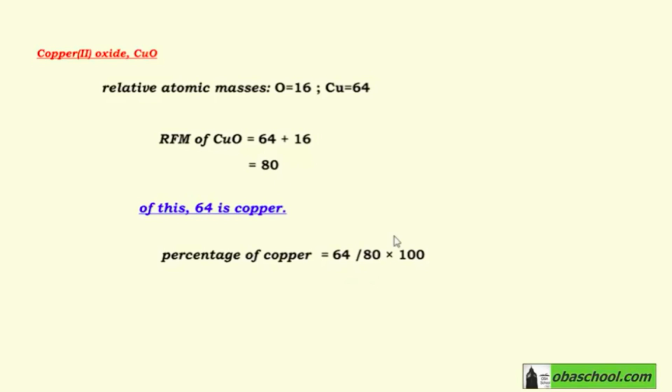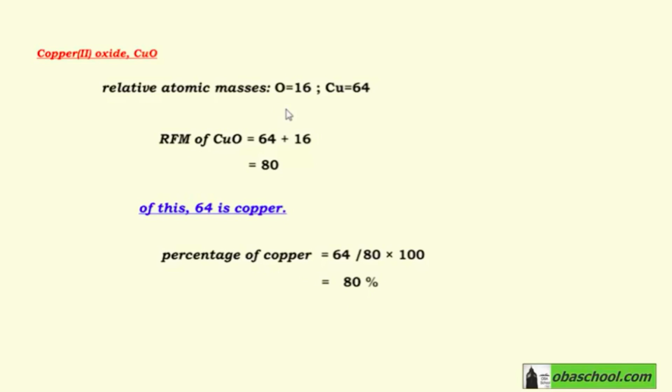So 64 divided by 80 times 100 equals 80%. So 80% is the percentage of copper. And since now we know that copper is 80%, we can consequently know that oxygen is 20%.